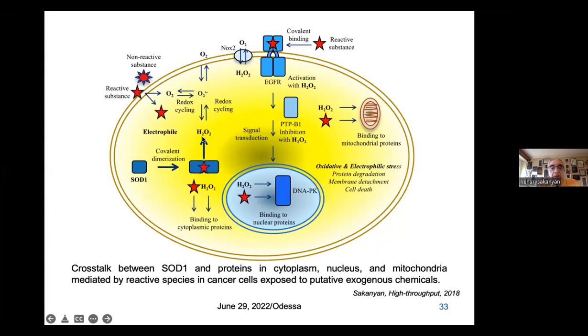So redox cycling also requires the binding to superoxide dismutase. This superoxide dismutase can be important for the binding to embedded compounds, also to different cytoplasmic proteins, or even nuclear proteins, as we have shown for DNA protein kinase, and also for other cytoplasmic proteins, like phosphatase, or even for binding to mitochondrial proteins.